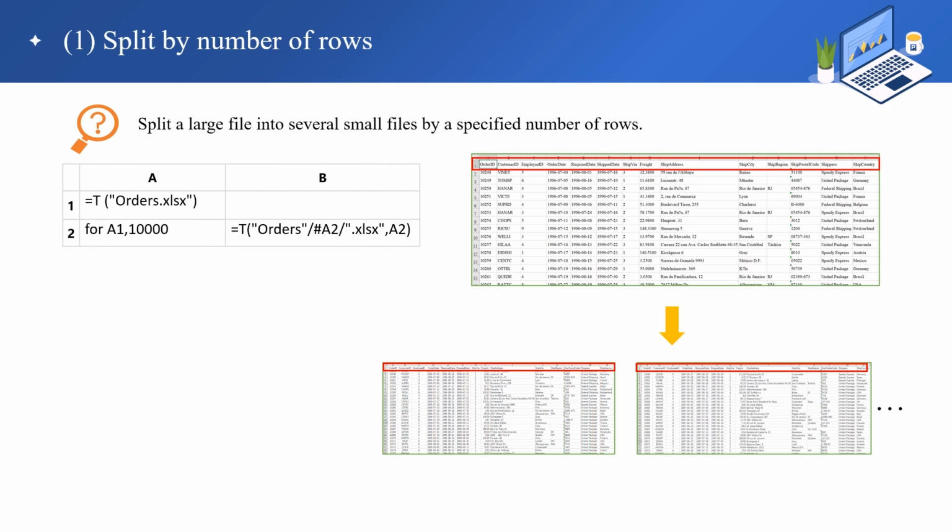Use the T function to read the data in orders.xlsx file. Loop through the data in A1, getting 10,000 rows of data each time. Use orders followed by a loop number as the file name, and write the data from A2 to the file. If the original file is too large to be loaded into memory, we can use big data method, that is, suffix the T function with the option @c to read the data as cursor and write them in batches.